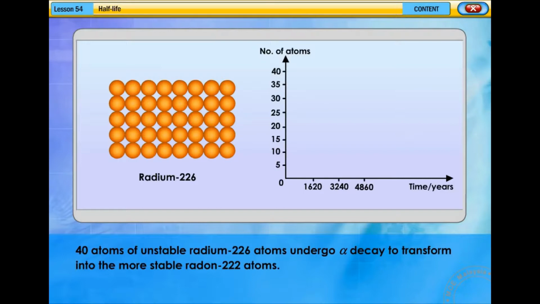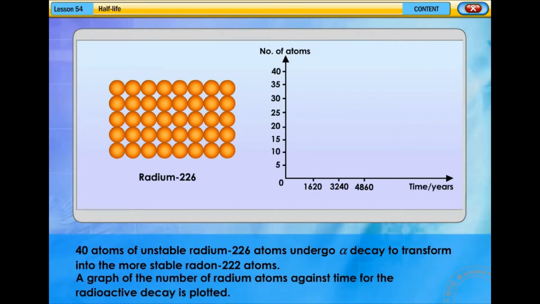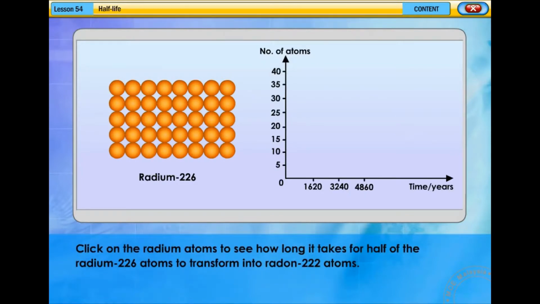40 atoms of unstable radium-226 undergo alpha decay to transform into the more stable radon-222 atoms. A graph of the number of radium atoms against time for the radioactive decay is plotted. Click on the radium atoms to see how long it takes for half of the radium-226 atoms to transform into radon-222 atoms.